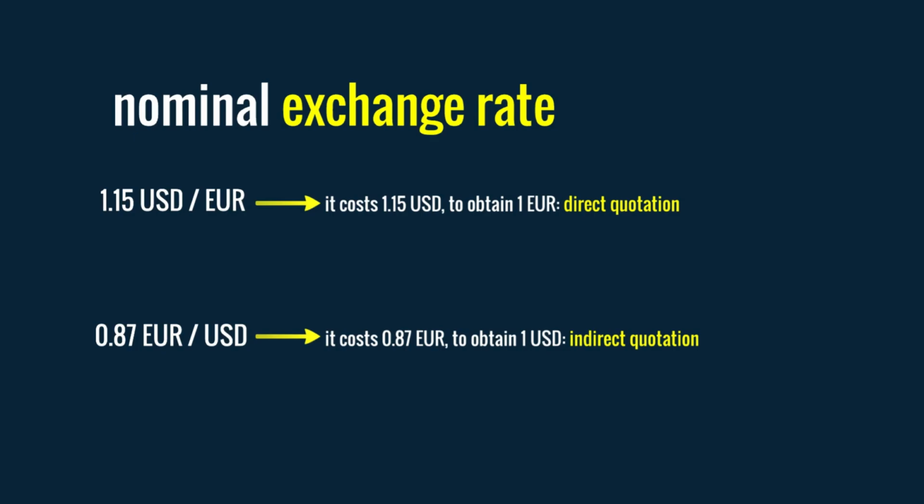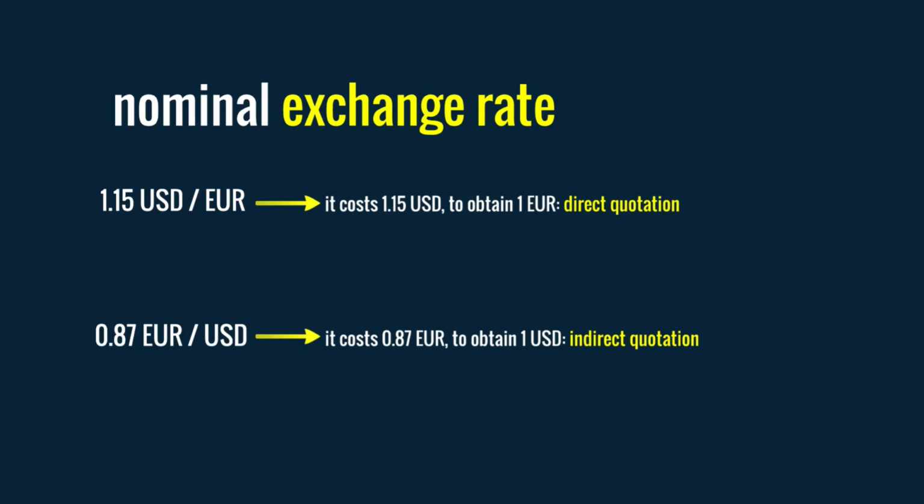If we see a notation like 1.15 US dollars per euro, it means that it costs 1.15 US dollars to obtain 1 euro. The currency on the right side of the slash always has a value of 1. The value on the left indicates how many units of that currency are needed to obtain 1 unit of the currency on the right. This exchange ratio, how many units of the foreign currency, in this case the US dollar, are needed for 1 unit of the domestic currency, the euro, is called a direct quotation.